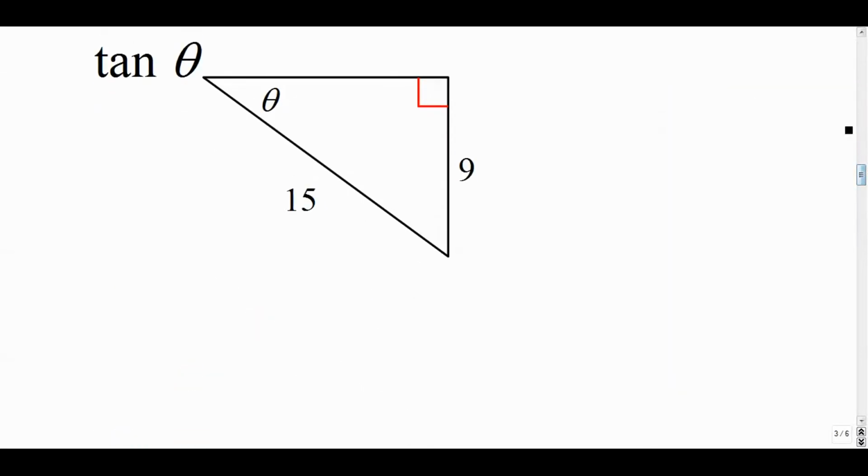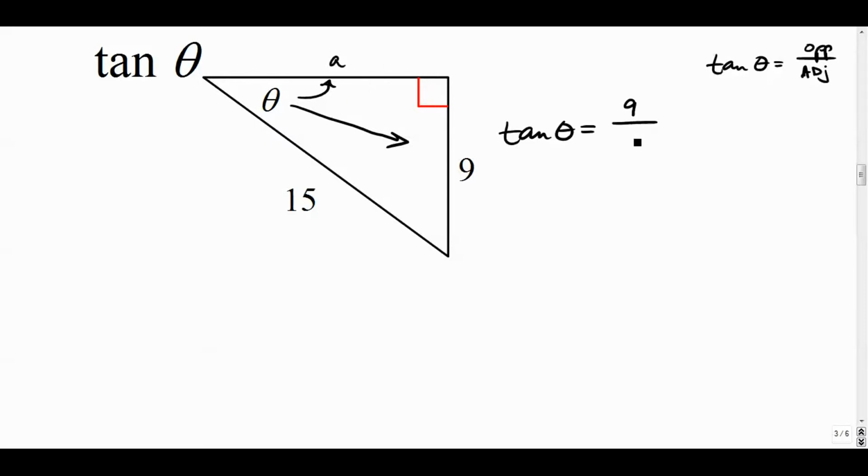Let's do some tangent. Remember, tangent of an angle is opposite over adjacent. So in this case, opposite is 9. Adjacent, we don't know. I'll call it lowercase a. So tangent of the angle is equal to 9 over a. And again, we're just going to use the Pythagorean theorem. 9 squared plus a squared equals 15 squared. And this one looks familiar. 81 plus a squared equals 225.